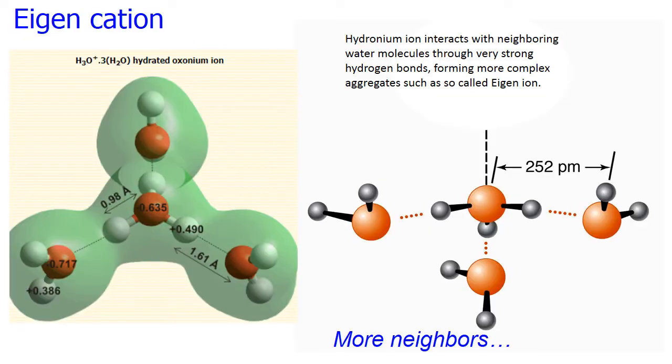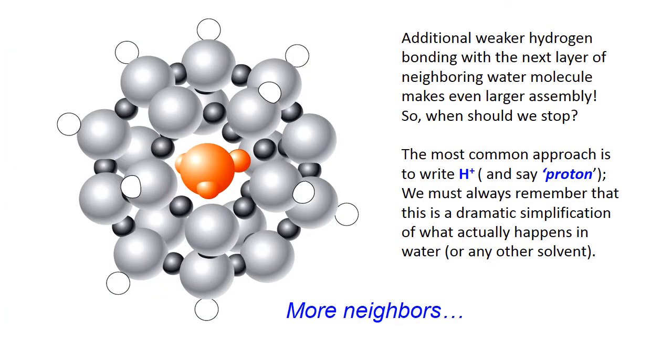Hydronium ion interacts with neighboring water molecules through very strong hydrogen bonds, forming more complex aggregates, such as the so-called eigenion. In the center there is hydronium and three neighboring water molecules attached by hydrogen bonds. Additional, much weaker hydrogen bonding with the next layer of neighboring water molecules makes an even larger assembly. So, when should we stop?